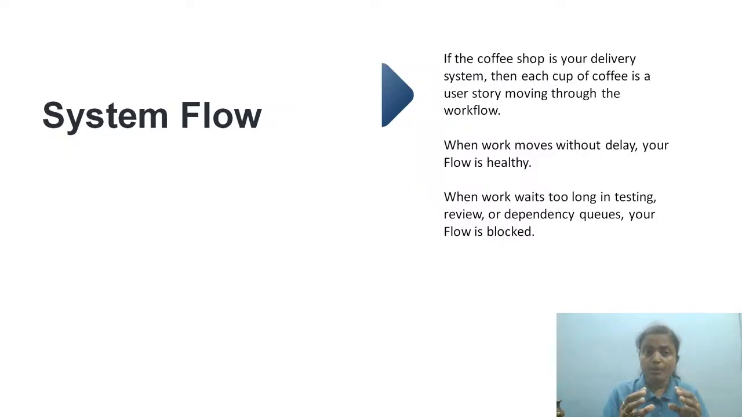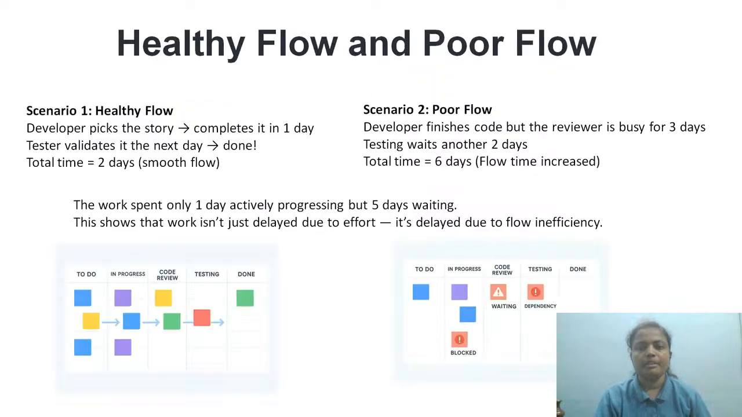So usually flow is something from source to destination, that there is a smooth movement of the work item. If the smooth movement is happening without any kind of disturbances, it is a healthy flow. If there are disturbances, it is a poor flow. We try to get out of the poor flow and always maintain healthy flow. And how it is related to metrics, we'll come to that topic in a while. Now, healthy flow, poor flow. Just some examples. Developer picks a story, completes it in one day, just one day.